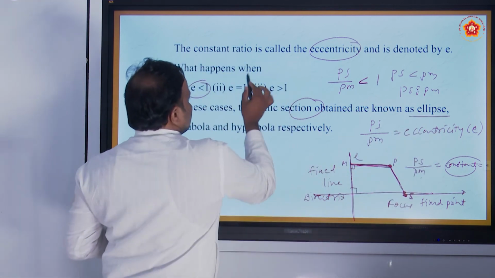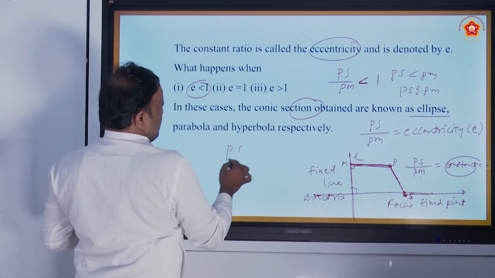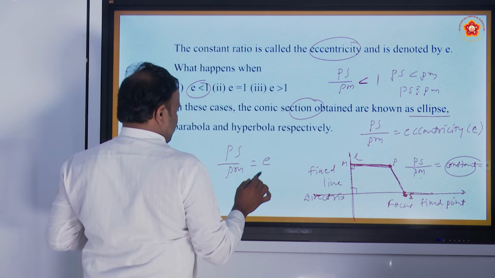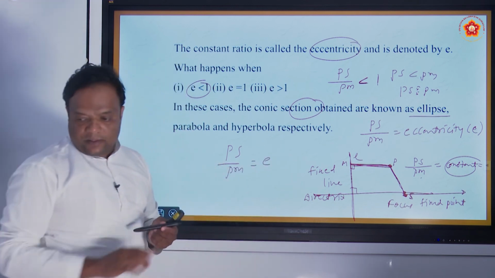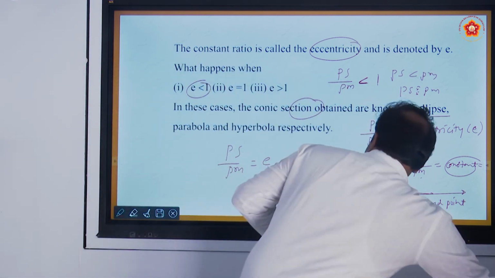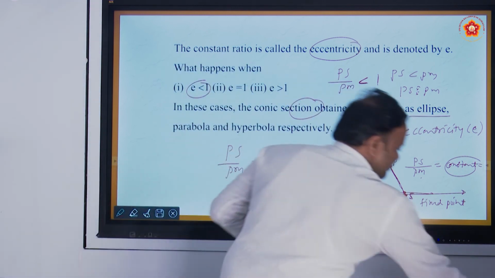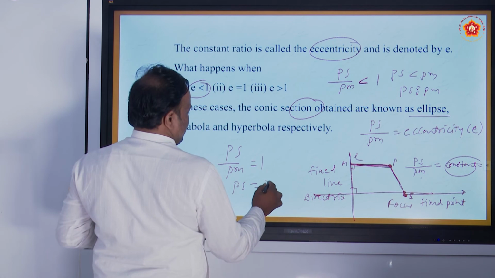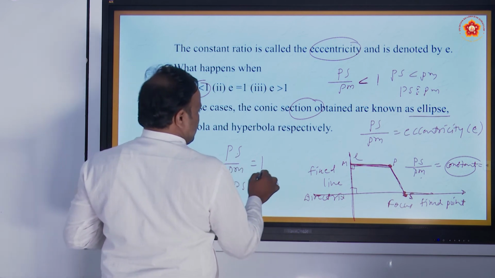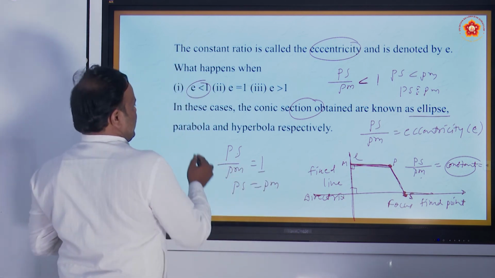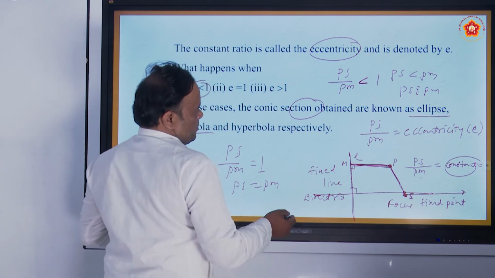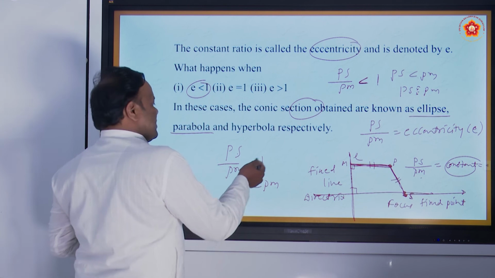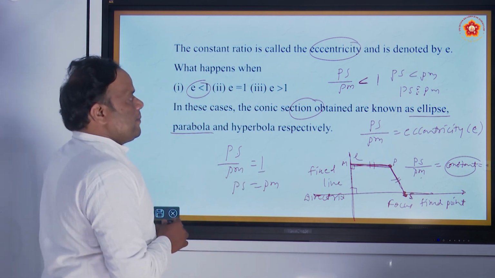Next, exactly 1. We know that PS by PM is equal to e. Take e as exactly 1, so PS by PM is equal to 1. So PS is equal to PM, both are the same. If PS by PM is equal to 1, then the conic is said to be a parabola.